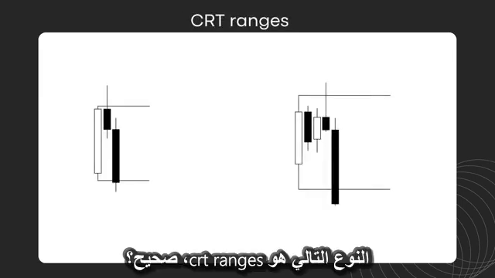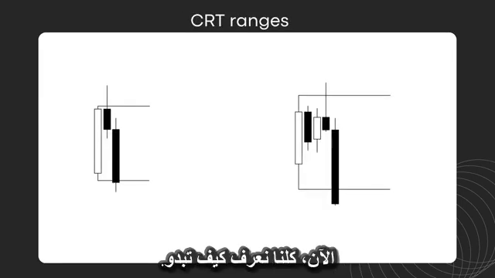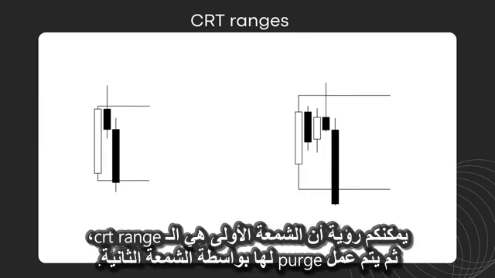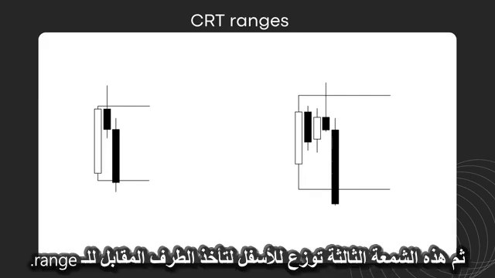Next one we've got is CRT ranges. Now we all know how they look. First one we've got is the 3 candle CRT right here. You can see the first candle is the CRT range, then it purges the second candle, and then this third candle distributes lower to take out the opposite side of the range.